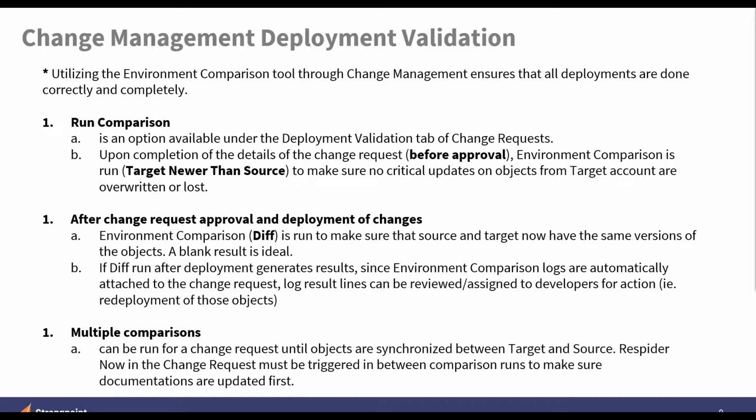The other thing is that we allow for multiple comparisons to be done within any given deployment. So if you have a number of things that are going to be deployed to your production environment, you can run the comparison multiple times until the objects are fully synced between the target and the source account. And one thing to remember when doing that is to trigger the re-spider now to make sure the documentation is fully up to date whenever you run your comparison.